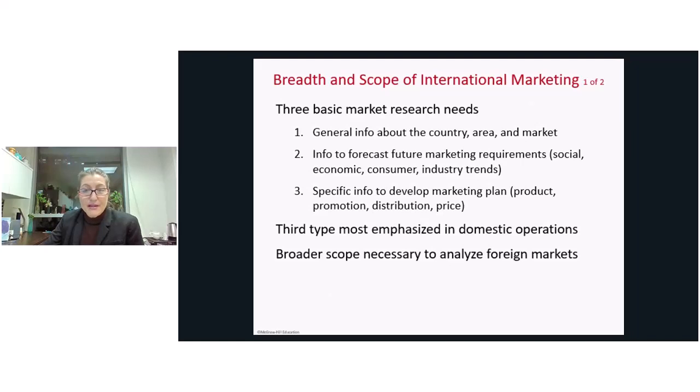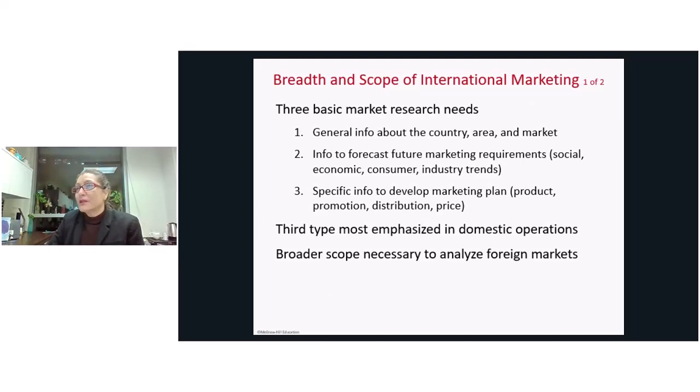So there are three basic market research needs: general information about the country, the regional area, and the market. We also need information to forecast future marketing requirements, so we're looking at social trends, economic factors, consumer trends, and industry trends. And then on top of both of those things, we need specific information to develop our marketing plan.